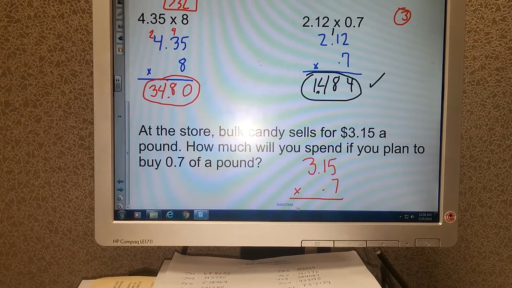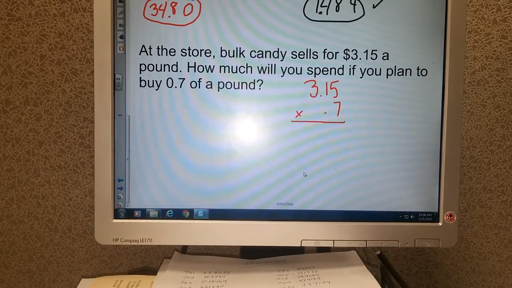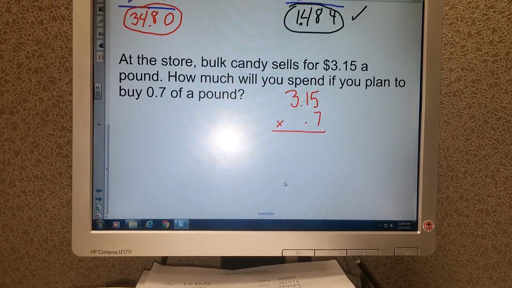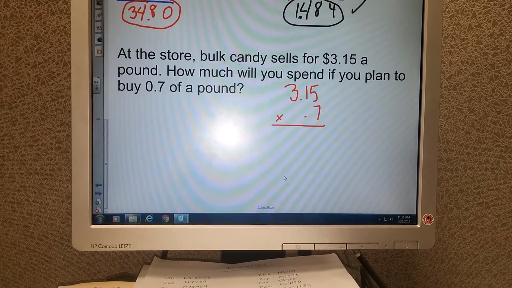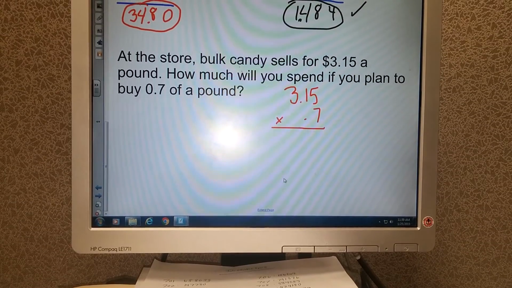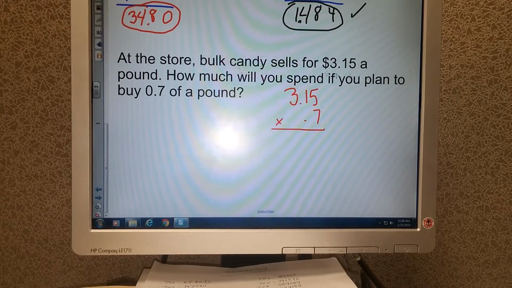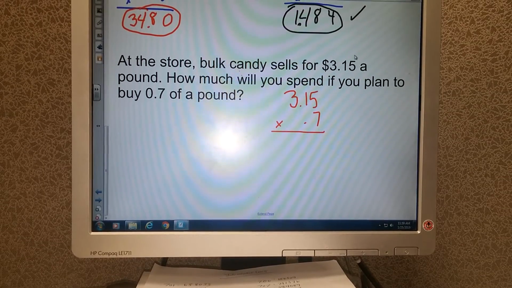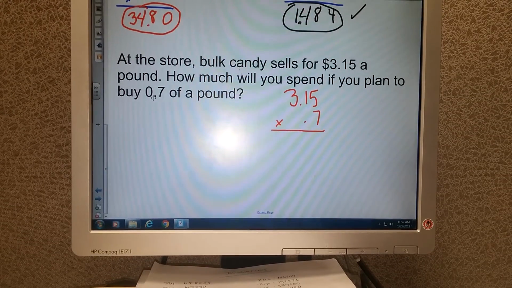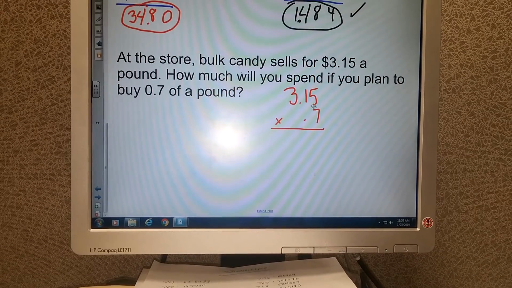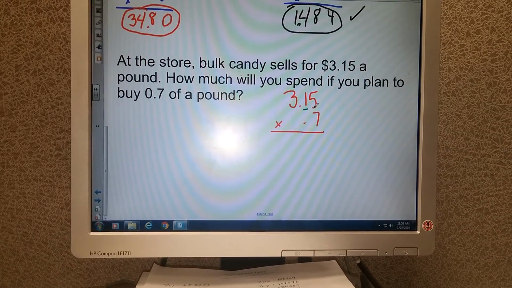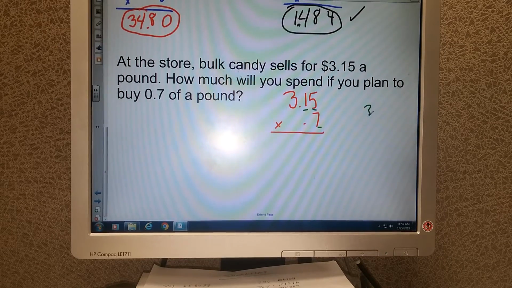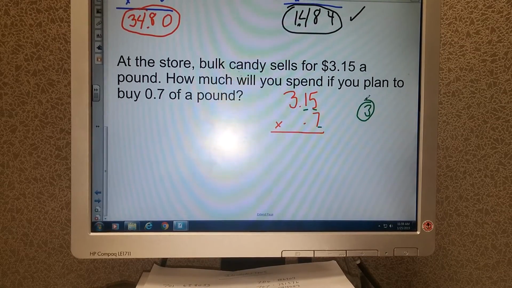The final one, the word problem. At the store, bulk candy. That's like a bunch of candy. Sells for $3.15 a pound. How much will you spend if you plan to buy 7/10 of a pound? Again, if I bought a whole pound, I'd be paying $3.15. But I'm buying less than a pound. So my total has to be less than $3.15. And right away when I look at this, I see 1, 2, 3 digits after my decimal place. So I'm going to have to move in 3.